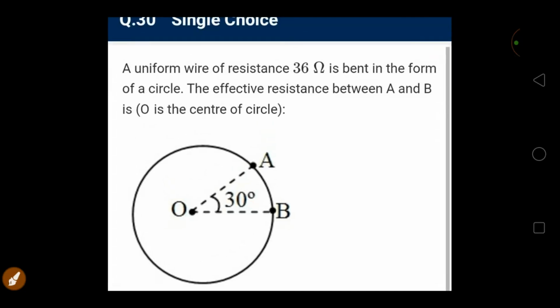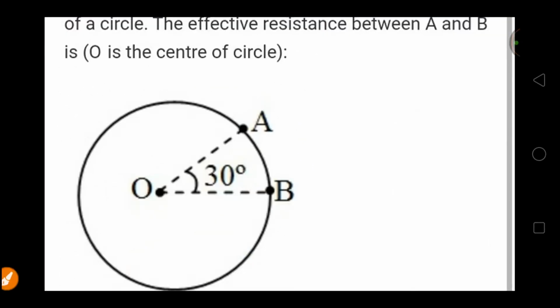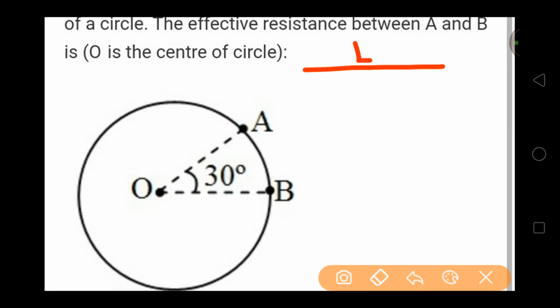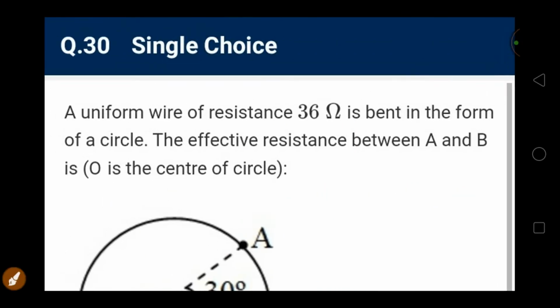A uniform wire of resistance is bent in the form of a circle. The effective resistance between A and B is, okay, see the diagram. Assume the initial length of the wire is L. Now you are bending it in a circle. So L is equal to 2 pi R. What is the resistance of this? It is proposed, wait, 36 ohm. Okay.